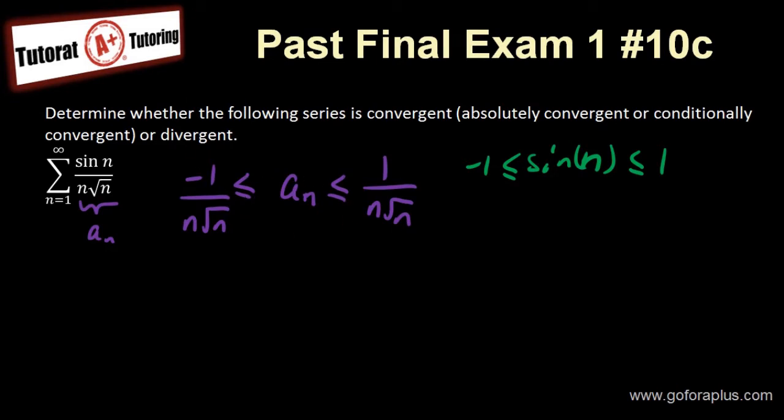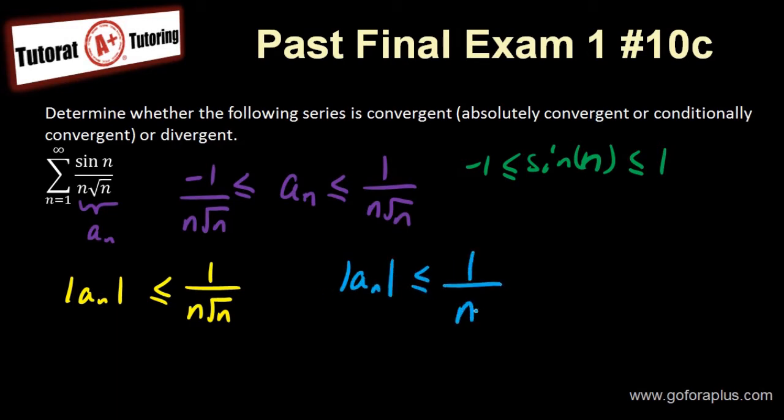Now, if you take the absolute value of a_n, I would say that it must be smaller or equal to 1 over n square root of n. Now this part here, the absolute value of a_n, must be smaller or equal to 1 over n to the power of 3/2. Now this is to check if it's absolutely convergent, because I'm taking the absolute value of this series.